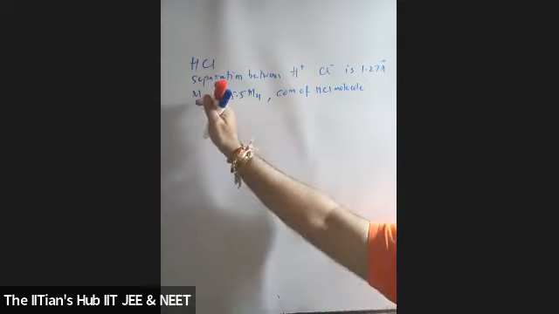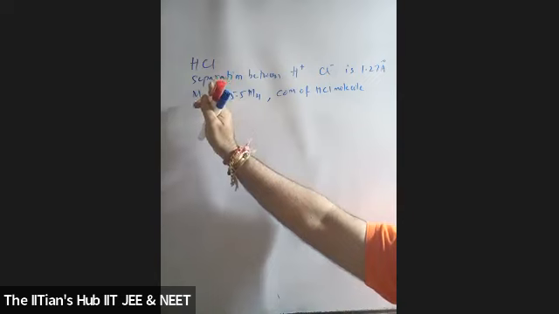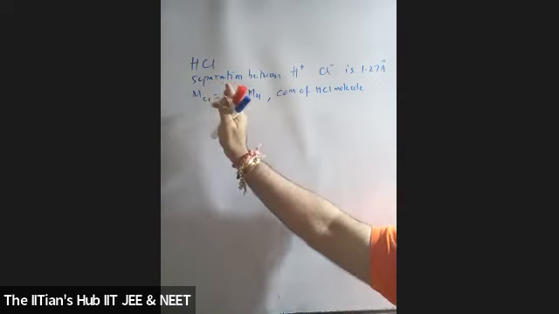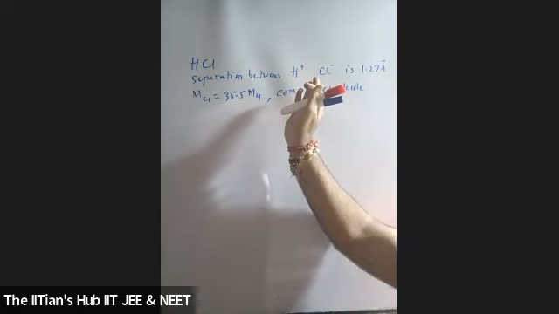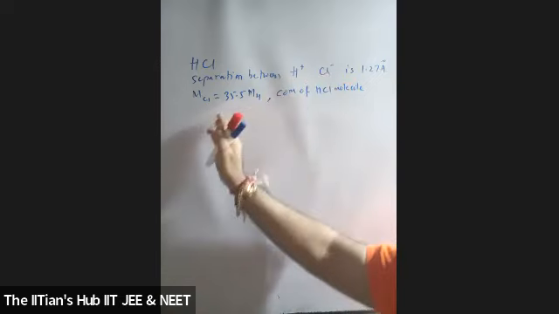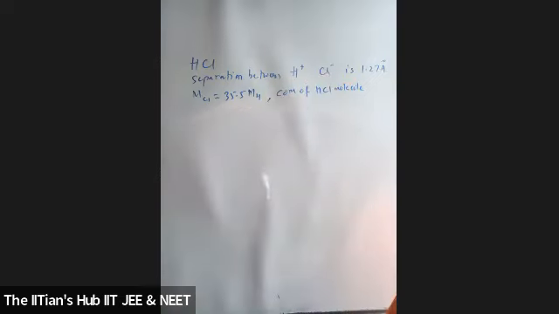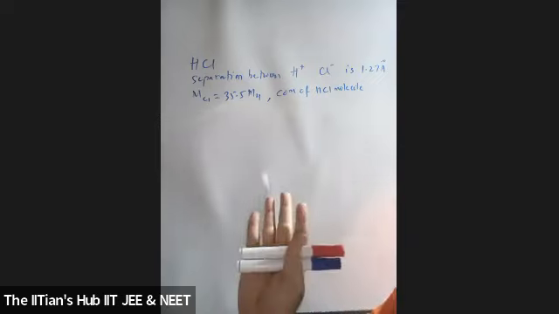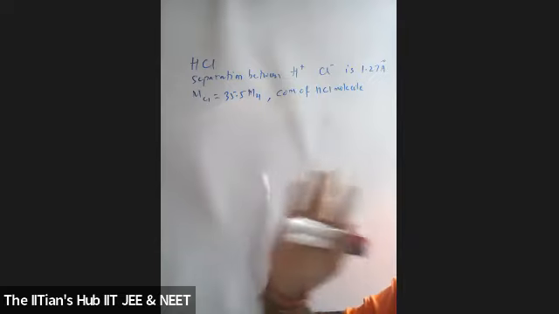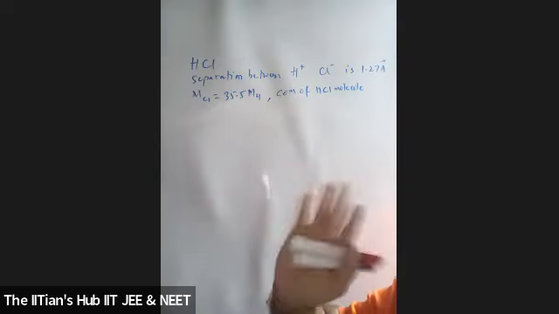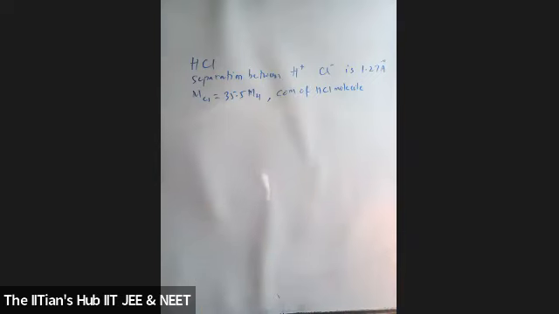I repeat, students, the given molecule is HCl. The separation between the nucleus of hydrogen and the chlorine nucleus of the two atoms is 1.27 angstrom. I need to find the center of mass of the system, if the mass of chlorine is 35.5 times the mass of hydrogen. Students, you can keep your answer in fraction. I don't want to solve entirely. You can keep your answer in fraction, doesn't matter.